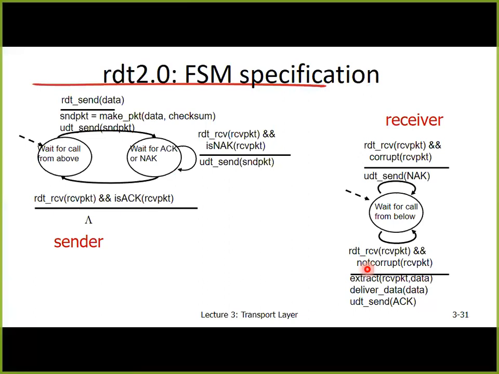straightforward. On the receiving side, we just sit around and we wait. If we receive a packet and it is corrupt, then we send a negative acknowledgement. If we receive a packet and it is not corrupt, what do we do? We send an acknowledgement and we deliver the data to the upper layer. And then we sit around and wait for another packet. Okay? That's all there is to it.